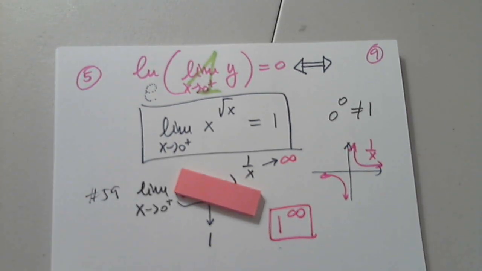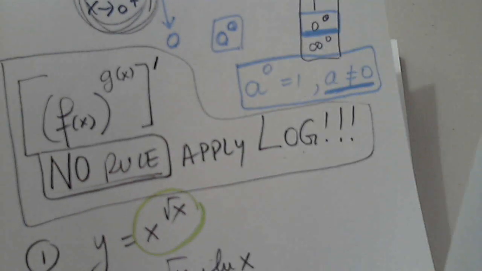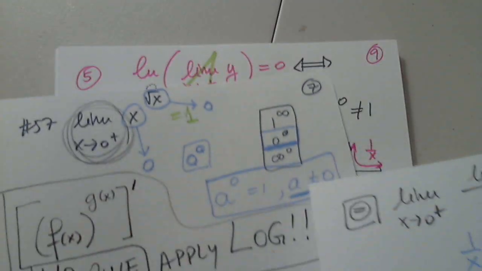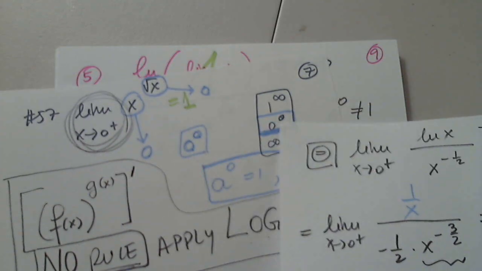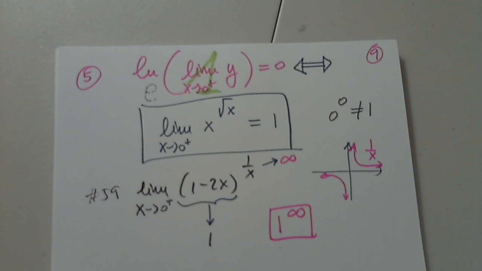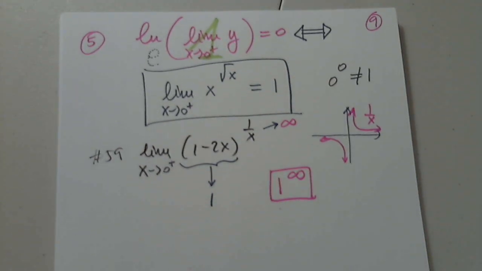This is definitely an indeterminate case. It's one of these three. As you see, 1 to infinity. So we looked at 0 raised to 0, and now this is 1 to infinity. Good. Now the steps. So let's review the steps.